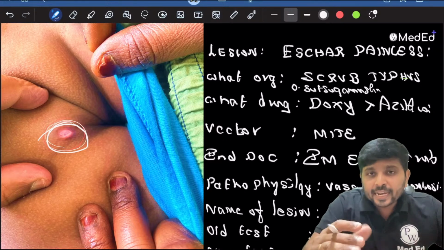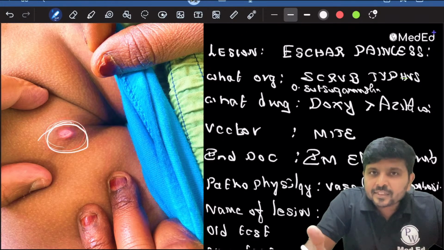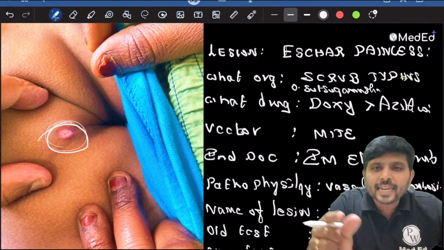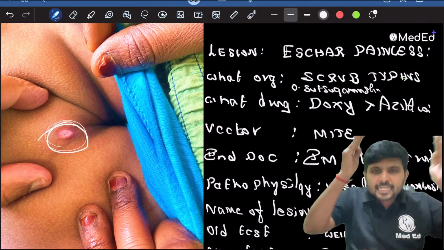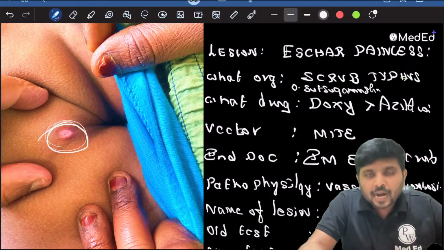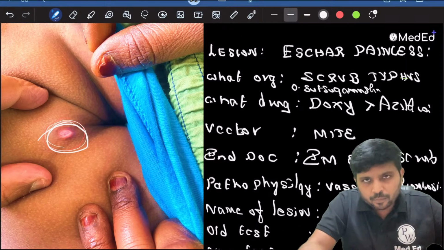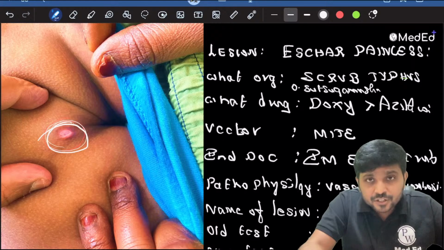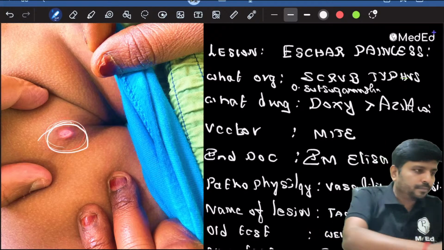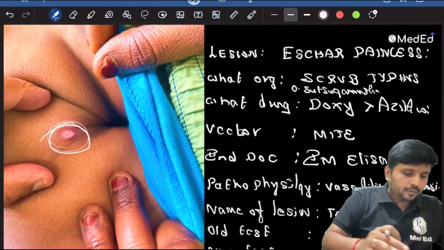So whenever any case scenario is given with fever along with a skin lesion involving any of these folds, it is scrub typhus unless otherwise proved. It is mite borne and caused by Tsutsugamushi. Drug of choice is doxycycline. Investigation of choice is IgM for scrub typhus. Okay, right.